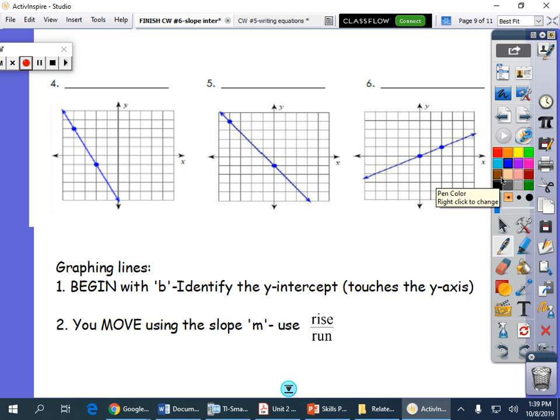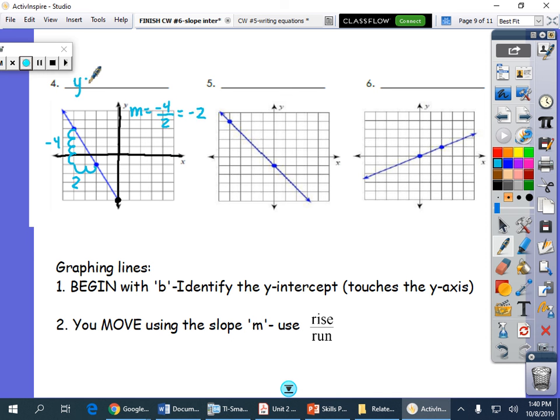Number 4. Looks a little difficult to see here, but this is the x-axis and this is the y-axis. So it looks like there's this point right here. And we can just make sure by looking at the slope first. So this is going down 1, 2, 3, 4, and going right 2. So negative 4 over 2. If I went down 4 here, right 2, that would make sense. M equals negative 4 over 2. I can simplify that, and that's negative 2.